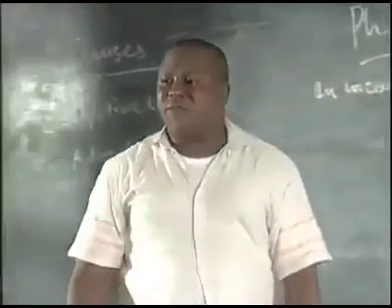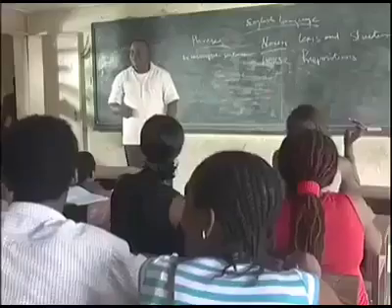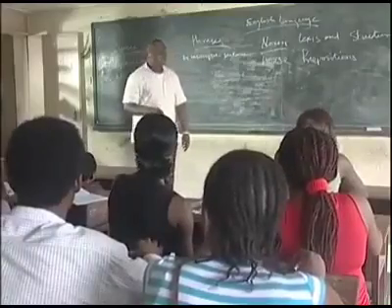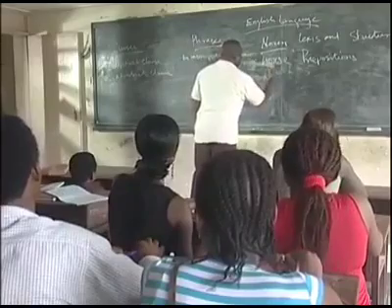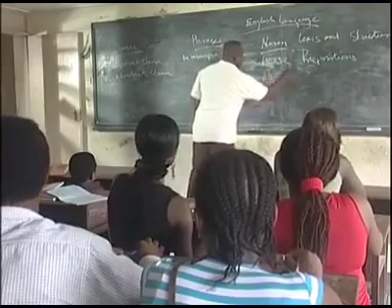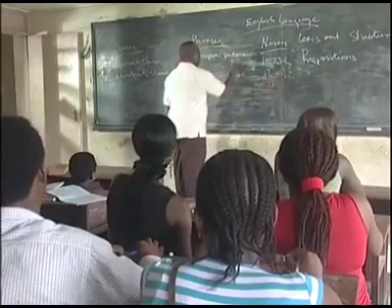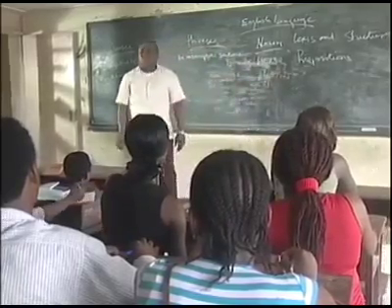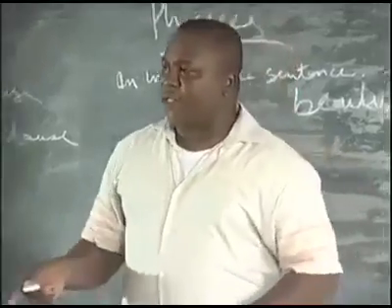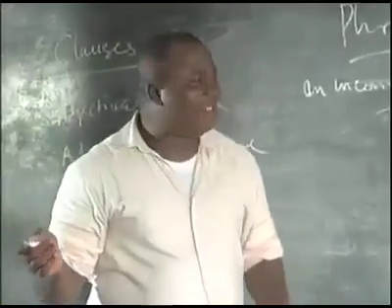Who can tell me what beautiful is in that sentence? It's an adjective, sir. An adjective. Beautiful house. So what is an adjective? An adjective modifies a noun. Correct. Sir, that is exactly what I want to say. So why didn't you say it?